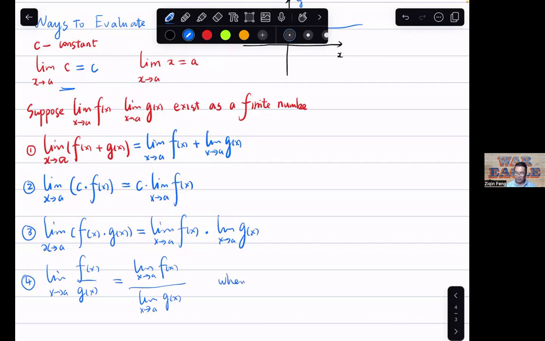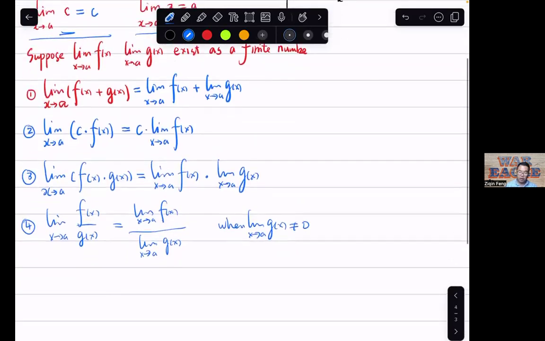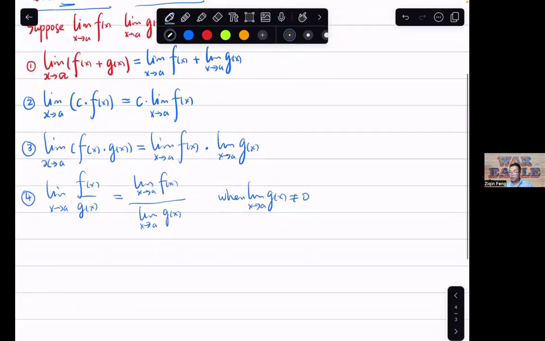When x goes to a, g of x is not 0. So this is a general law we follow as long as the limits of the factors are finite numbers, right? If you have infinite or 0, 0 works. If you have infinite or negative infinity, that doesn't work. And these follow from our two very easy observations, and all of our laws here.